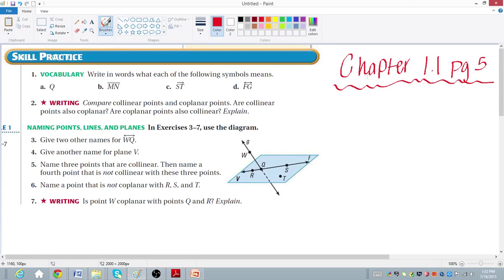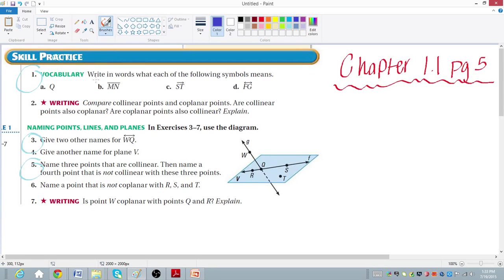This is chapter 1.1, page number 5, and I'm gonna do mainly the odd problems. So number 1, number 3, number 5, and you could do number 7. Alright, so let's start with number 1.